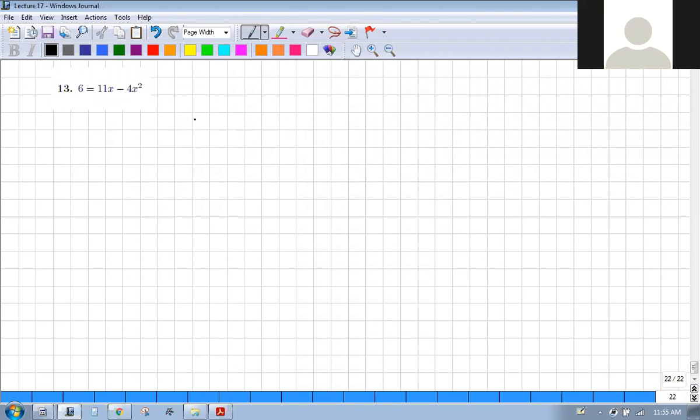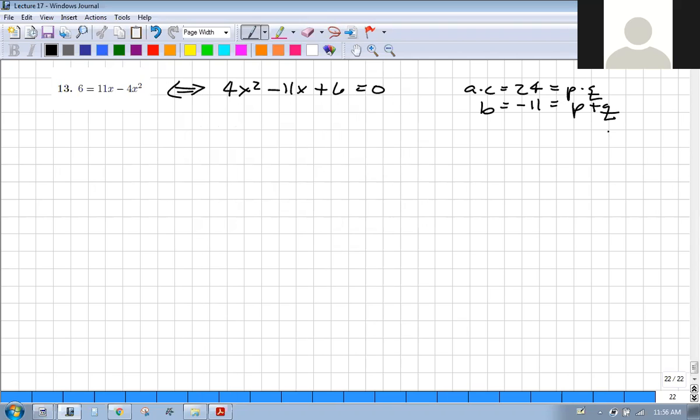All right, let's put everything to the left-hand side. 4x squared minus 11x plus 6 equals 0. All right, so let's factor this guy. We have an a times c. 4 times 6 is 24. And our b is -11. So two numbers that multiply to give us 24, but add to be -11.